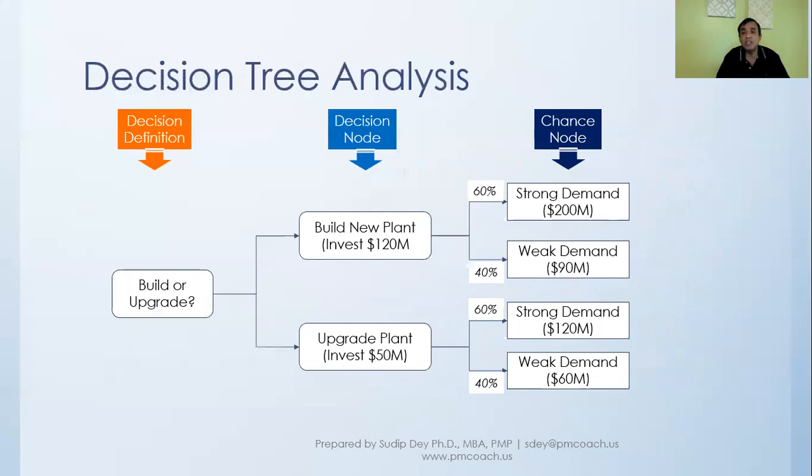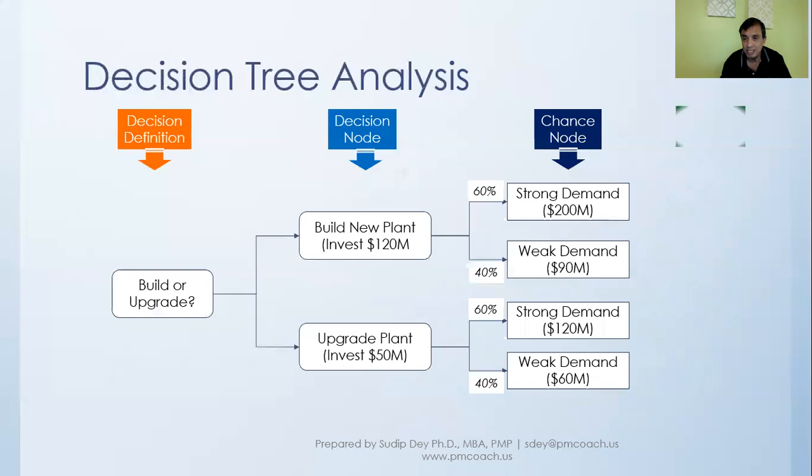When we build the new plant, if there's a strong demand, we have an earning of 200 million. If it's a weak demand, it is 90 million, because we have built a new plant. Compared to that, the upgrade plan will have less capacity. So even if there is a strong demand, we are not going to be able to take full advantage, and we'll have a revenue of 120 million, whereas a weak demand will give us 60 million, and that's at 40%.